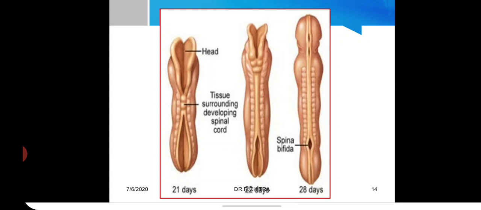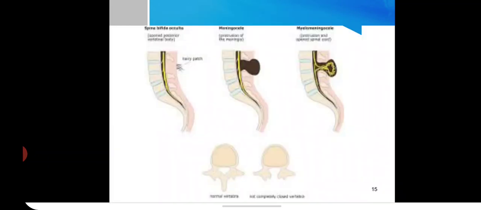If these neuropores do not close, leaving a defect, that will cause spina bifida. Inadequate closure of the neural tube will also cause a defect in the vertebra developing around the neural tube. That causes spina bifida. These are the varieties of spina bifida. Spina bifida occulta, or sometimes the meninges may protrude, called meningocele. Even some part of the spinal cord may protrude, then that is called myelomeningocele.